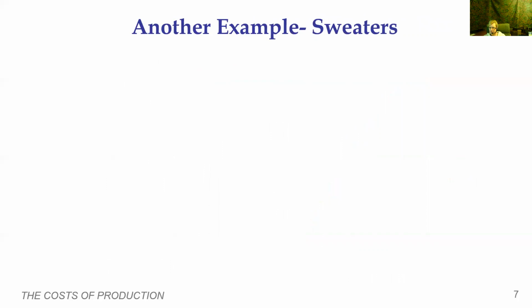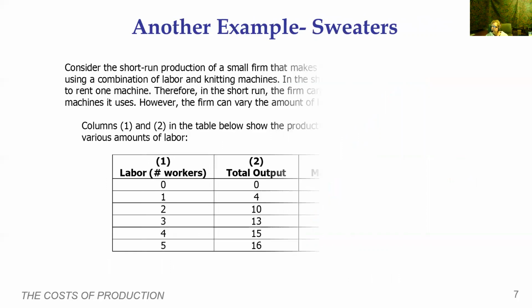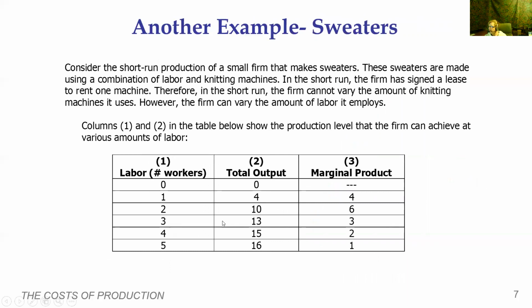Here's another example just to make sure you understand it. If you do, go ahead and fast forward. Here we have a small production firm that makes sweaters. Here again, these are a number of workers. Here's our total output. So as we look at this, we can say we added 1 worker, right?